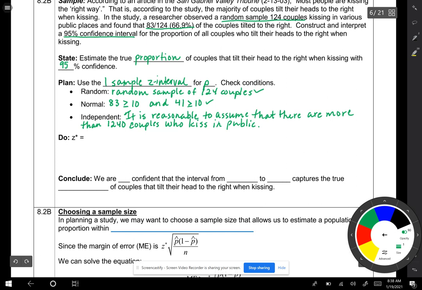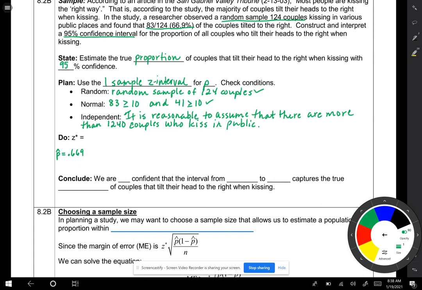All right, so we know what p hat is, so we can go ahead and actually put that in our do portion. So before we do z star, let's put p hat somewhere over here. I'm going to just put it right here. So p hat, and it tells you what it is. It's 66.9%. I'm just going to write it as a proportion. That'd be 0.669. Okay, so we need p hat and we need z star, and we need the sample size to put in our formula to find the interval.